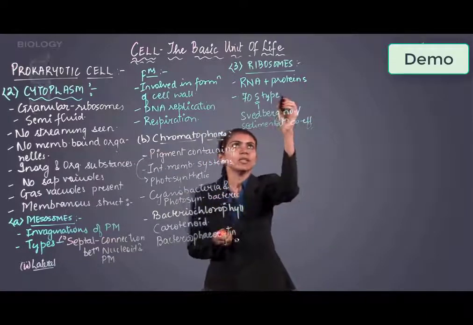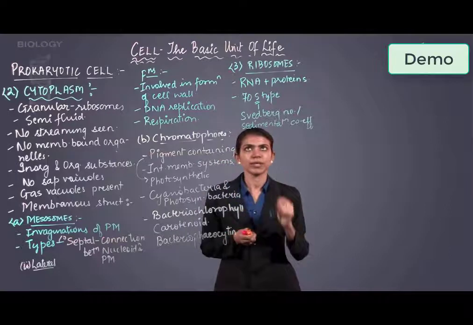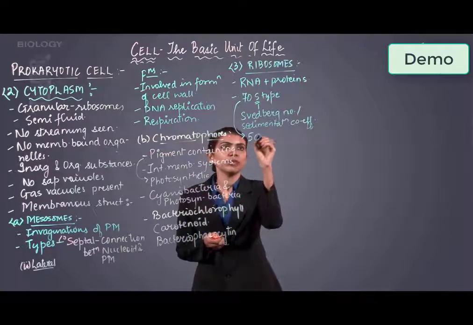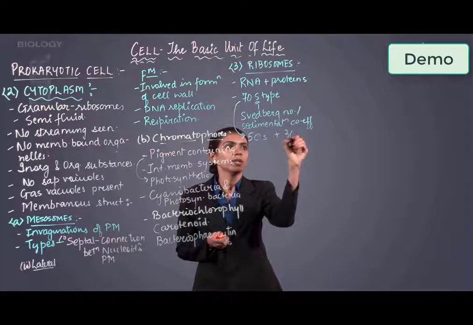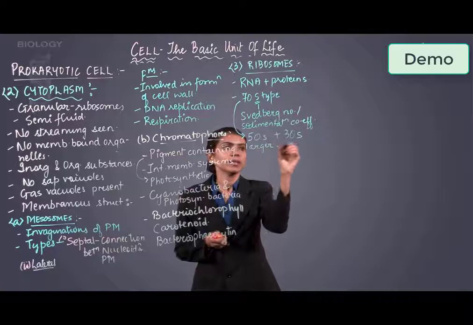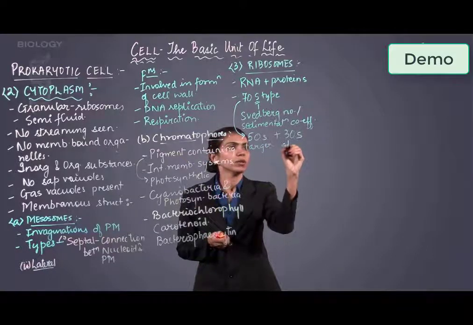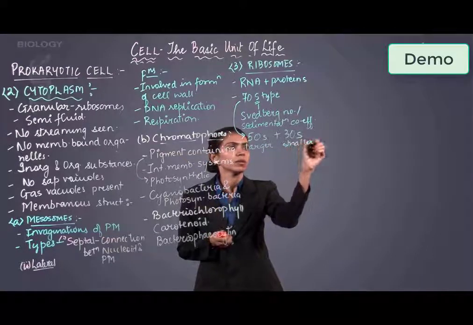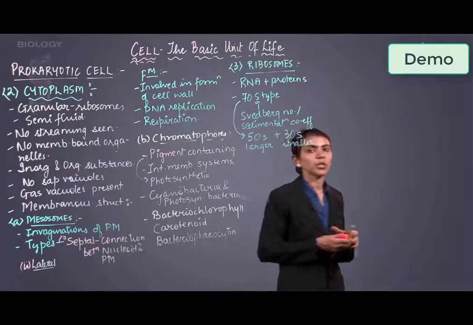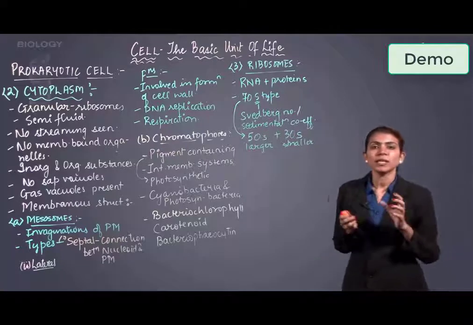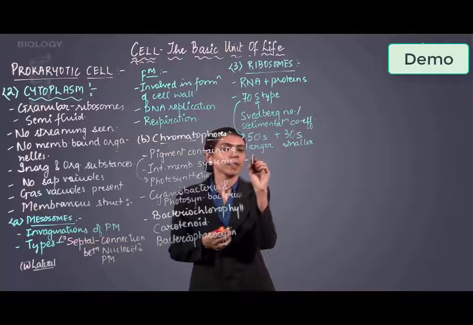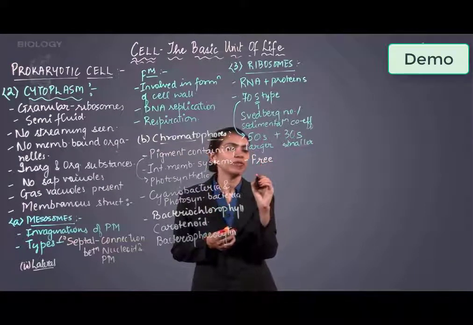Further, this 70S type is again made up of 2 units. The 70S type is made up of a larger unit, which is 50S, and a smaller unit, that is 30S. So the 50S is larger and the 30S is smaller. Further, the ribosomes present in the cytoplasm are of 2 types. They may be either fixed or they may be free.